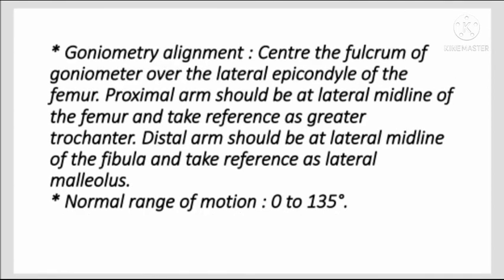Goniometry alignment. Center the fulcrum of the goniometer over the lateral epicondyle of the femur. Proximal arm should be at the lateral midline of the femur, taking the reference as the greater trochanter. Distal arm should be at the lateral midline of the fibula, taking the reference as the lateral malleolus. Normal range of motion is 0 to 135 degrees.